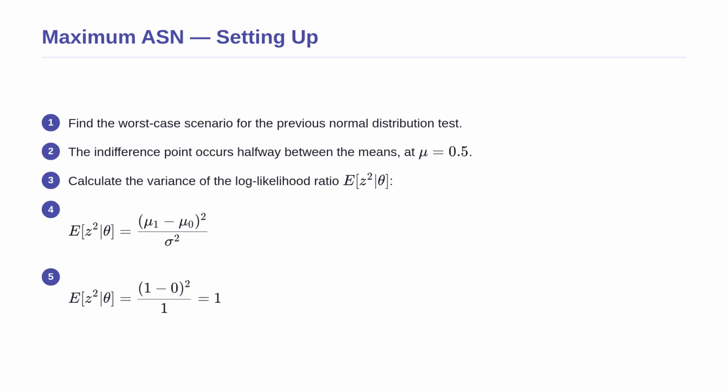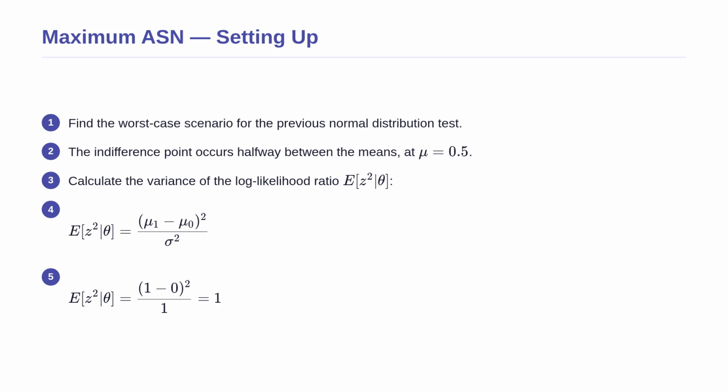Let us return to our normal distribution example to calculate this worst-case scenario. We want to find the maximum average sample number, which occurs at the indifference point. For a normal distribution, this point happens exactly halfway between the two hypothesized means, which in our case is 0.5. Because the expected step size is 0 here, we must use our special maximum formula.